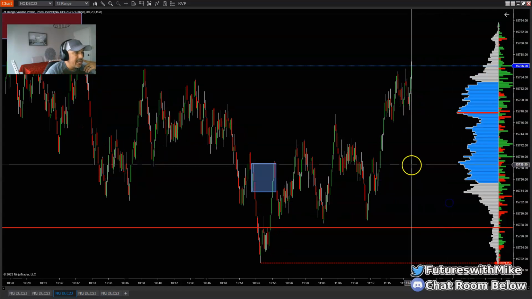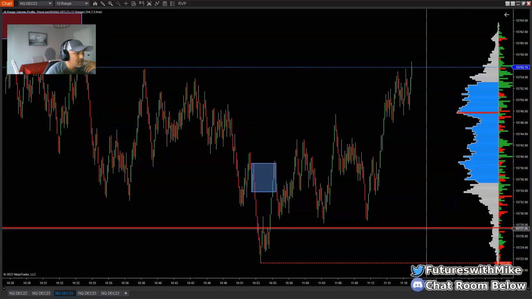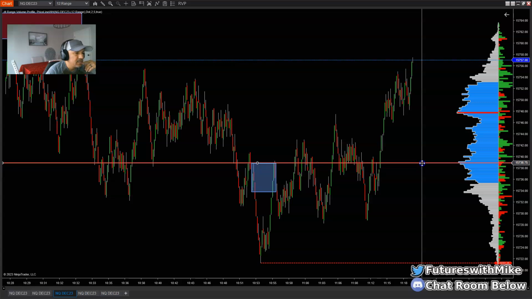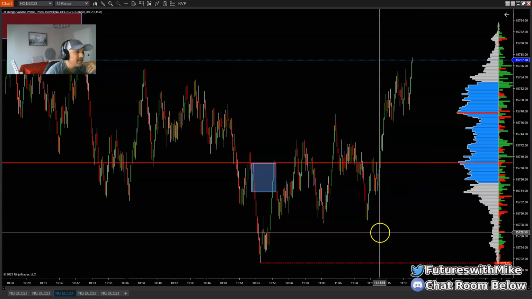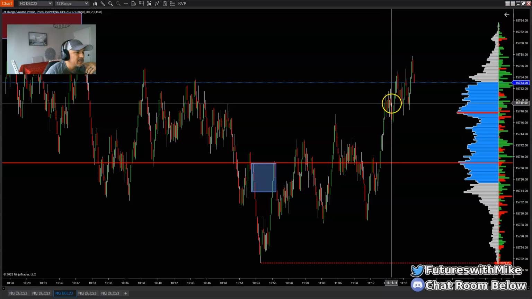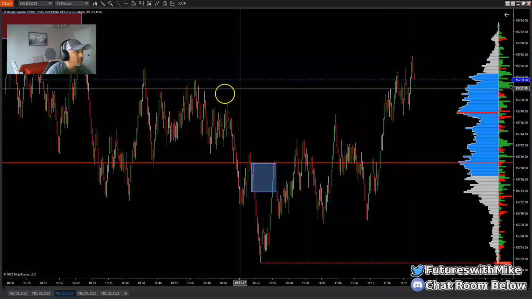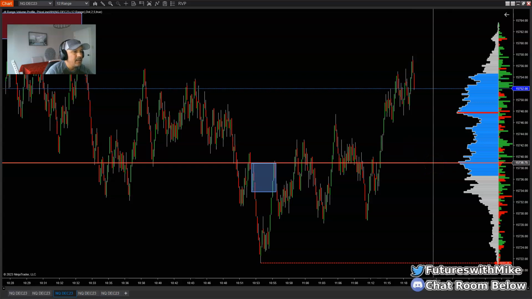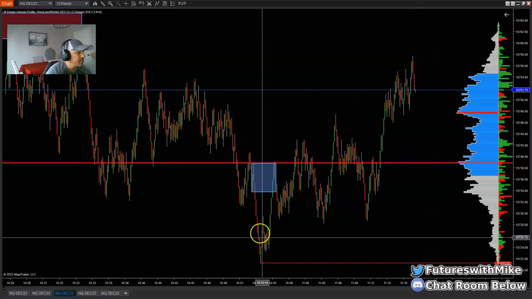Sorry about that. There's a demand zone right here. You see the aggressive buying right here come out of here. So the market just broke above this area right here. So it could pull back to this key area of demand here and continue wanting to push higher.